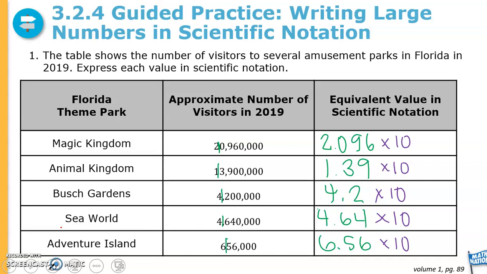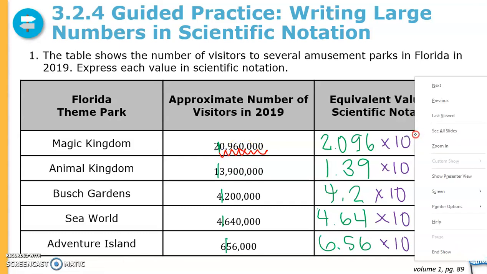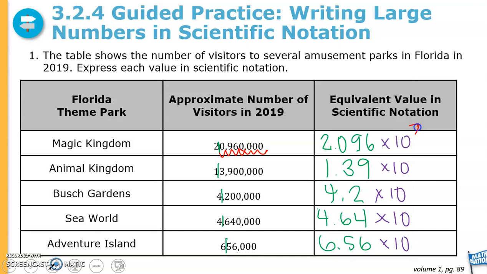So in this large number, 20,960,000, the decimal is at the end. It's invisible right now. And I'm going to move it to where we had that green line. 1, 2, 3. I'm not counting the comma. 4, 5, 6, 7. I moved it 7 times, so it has an exponent of 7.